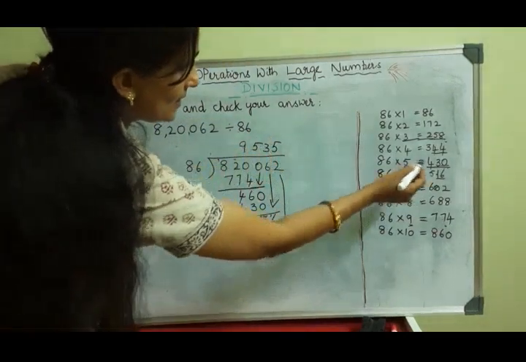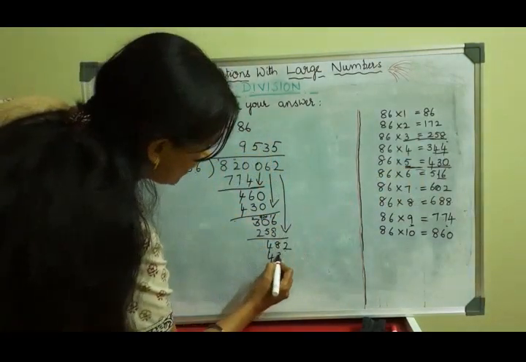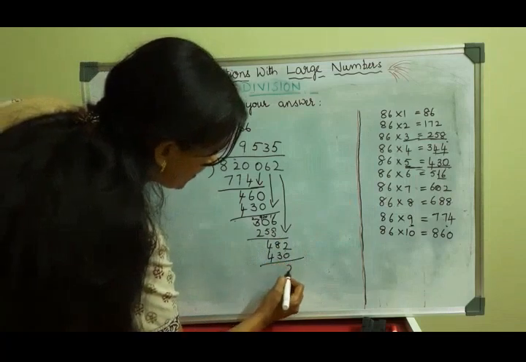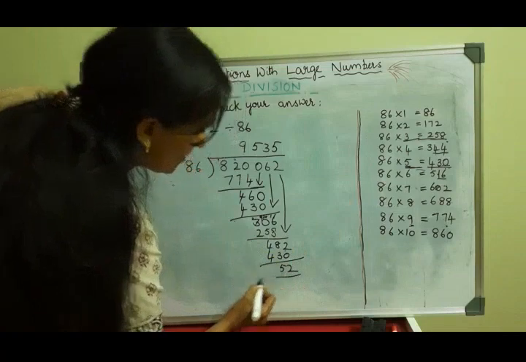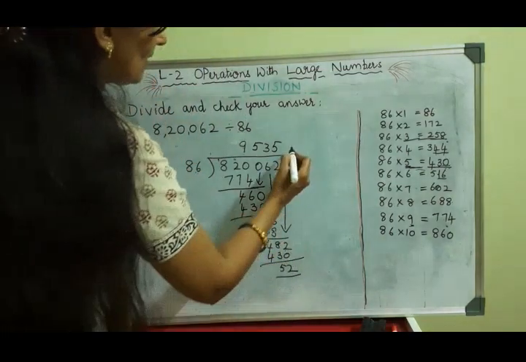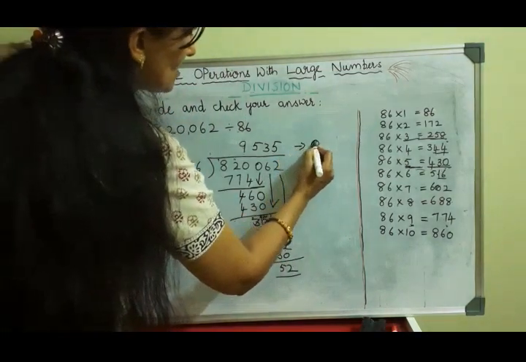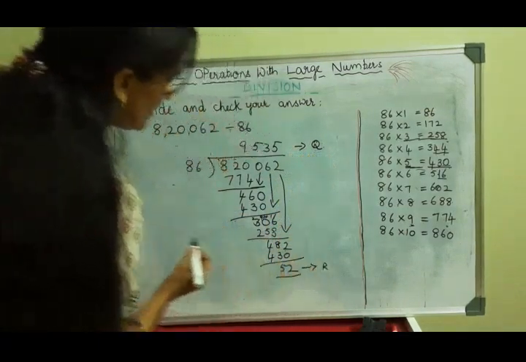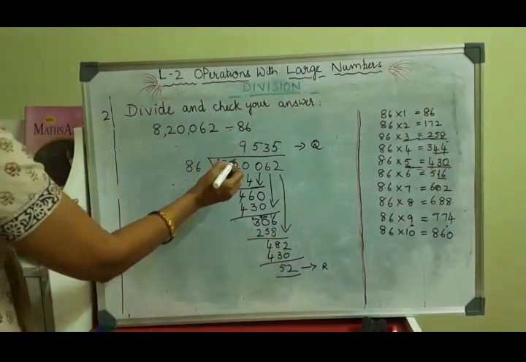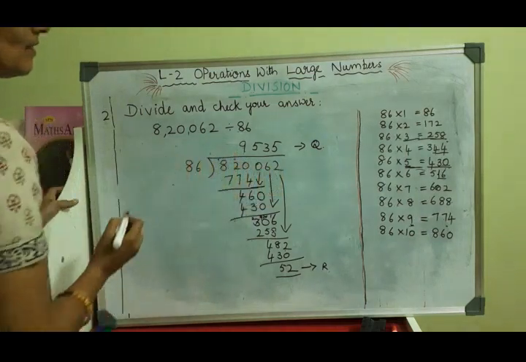86 5s are 430. Now 2, 8 minus 3, it is 5. Here 5 is the remainder. It is the quotient. Now the remainder you got. It is the divisor and this is the dividend.